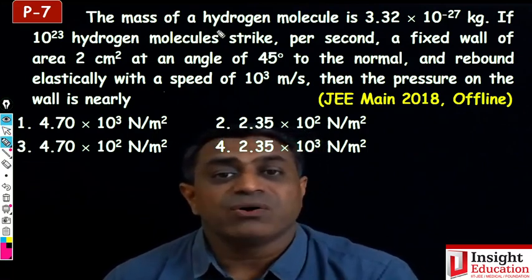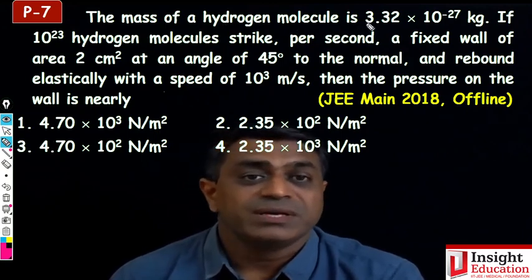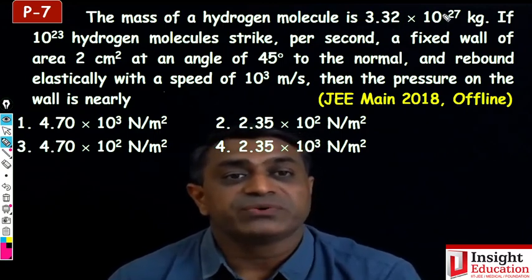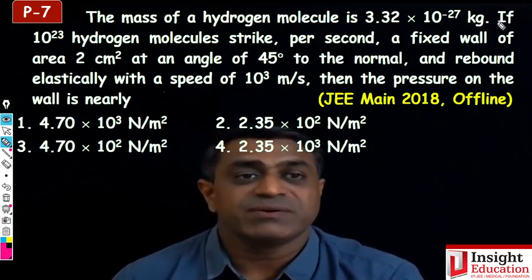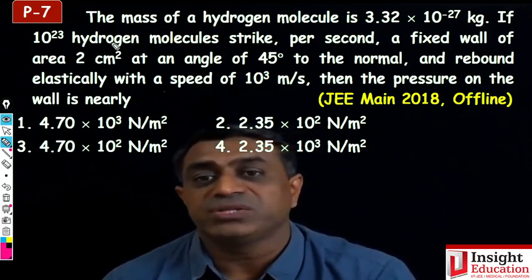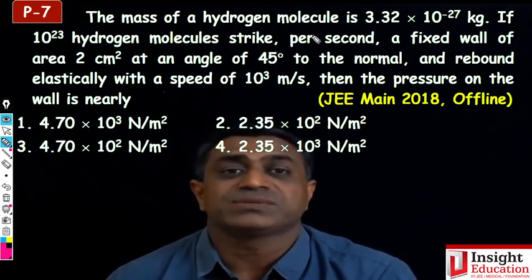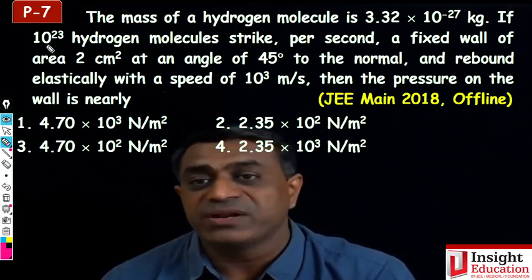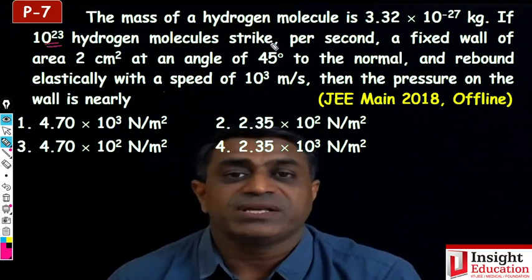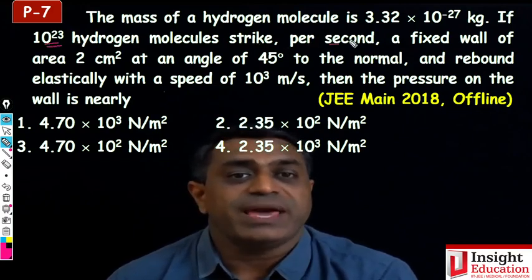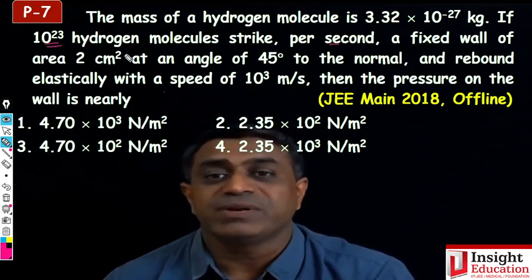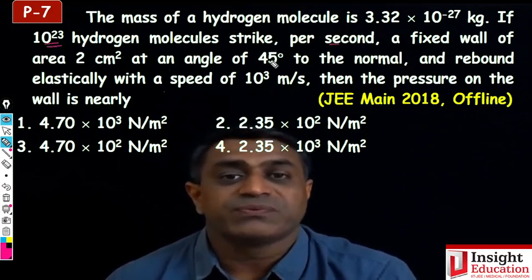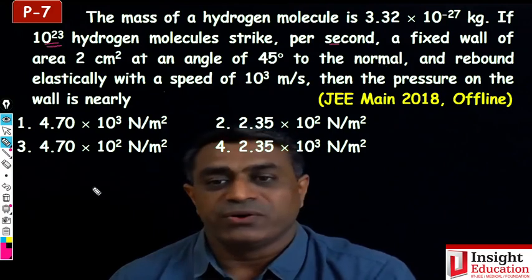So mass of hydrogen molecule is 3.32 into 10 raised to minus 27 kg. So mass of hydrogen molecule is given. If 10 raised to 23 hydrogen molecules strike per second, so number of hydrogen molecules is 10 raised to 23 strikes per second, એટલે 1 સેકન્ડમાં, a fixed wall of area 2 centimeter square at an angle of 45 degree to the normal.